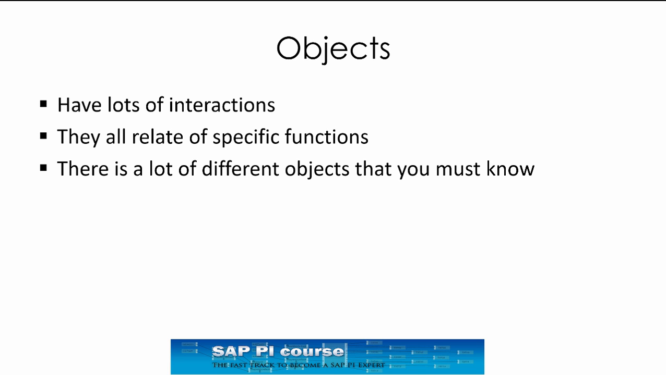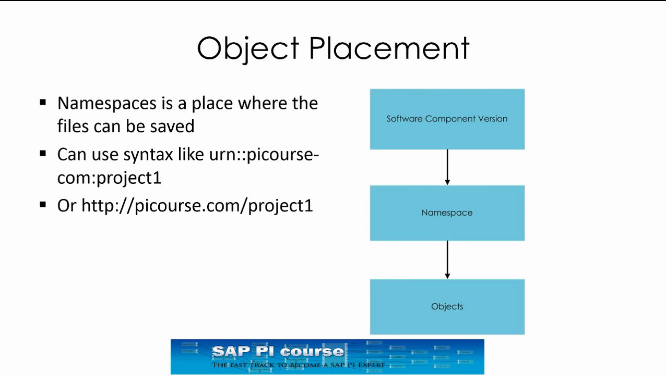So we're dealing with a lot of different objects in this. We talked about the mappings, which is an object. But there are a lot of different objects that you need to understand, where they are and what they are doing. One of the things we would be talking about is the SLD and where you're placing the object. You're defining a software component version, and this is done in the SLD, and this is a component relating to some software that you can be using.